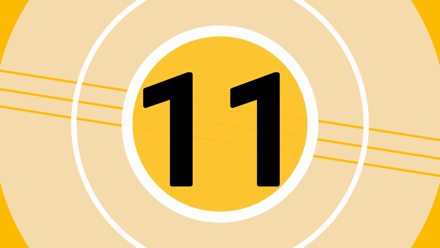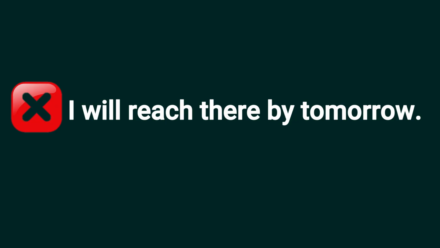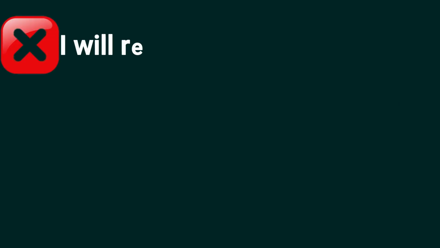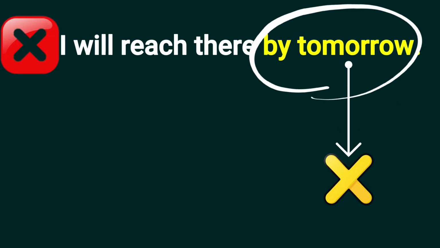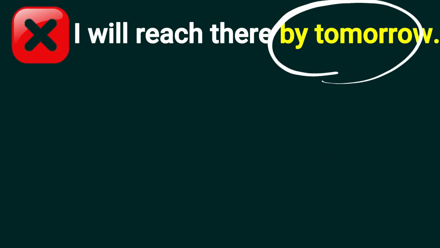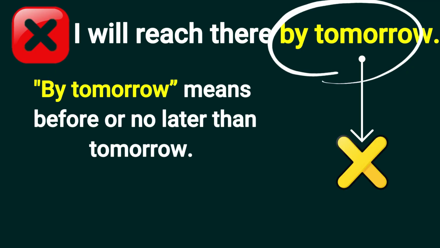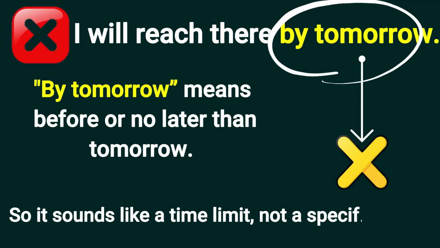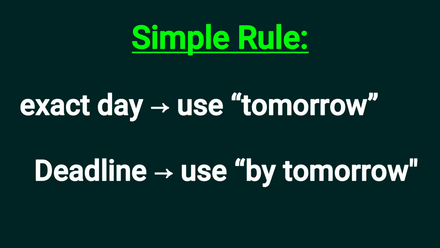Mistake number 11. I will reach there by tomorrow. So let's find out the mistake. Here using of by tomorrow is wrong. So let's understand the reason. Using of by tomorrow is wrong because by tomorrow means before or no later than tomorrow. So it sounds like a time limit, not a specific plan. So the simple rule is when we are talking about an exact day, use tomorrow. When we are talking about a deadline, use by tomorrow.